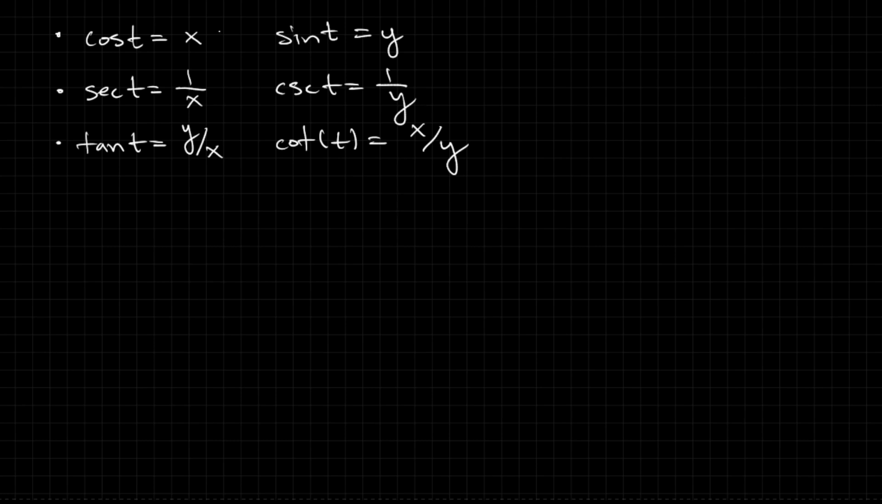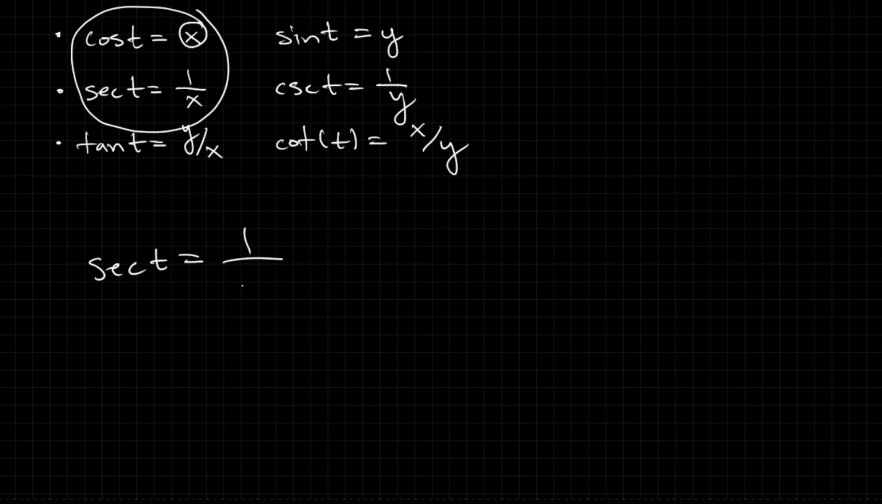For instance, let's take a look right here. Cosine of t is x. And well, secant of t, that's 1 over x. So if I know x is cosine of t, then that must mean that secant of t is 1 divided by x, but x is cosine of t, so secant t is 1 over cosine t. This is one of what's called the fundamental identities, the fact that secant of t is 1 over cosine of t.